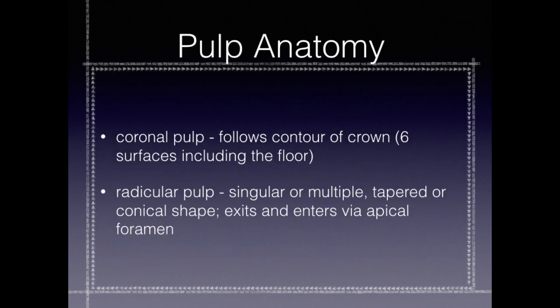Now the pulp anatomy. Basically, there are two components to the pulp. We have the coronal pulp, which follows the contour of the crown. It usually has six surfaces, including the floor. And then the radicular pulp, which is seen in singular or multiple tooth roots, and they're tapered, running down the roots to the apex. All of the nerves and blood vessels enter and exit through the apical foramen.